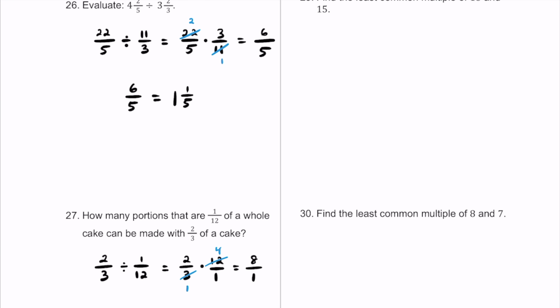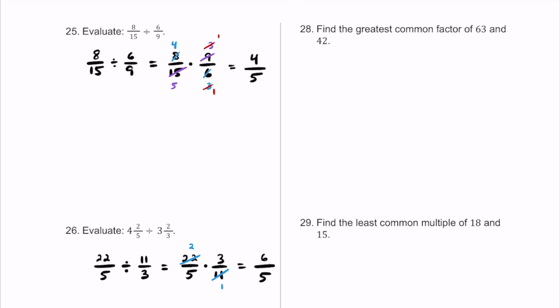For 28, let's see what we got going on. We have to find the greatest common factor of 63 and 42. So there's many methods for this, but one common one is using the ladder or the cake method, whichever one you want to call it. For 63 and 42, I think a lot of people might come up with 7 as a common factor. 7 times 9 is 63, and 7 times 6 is 42.